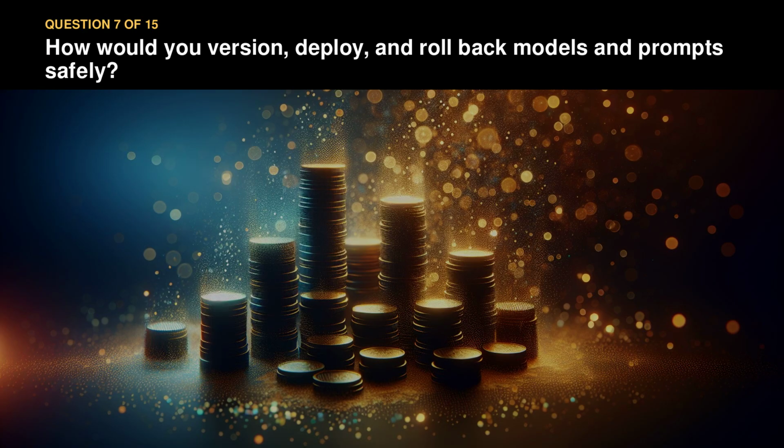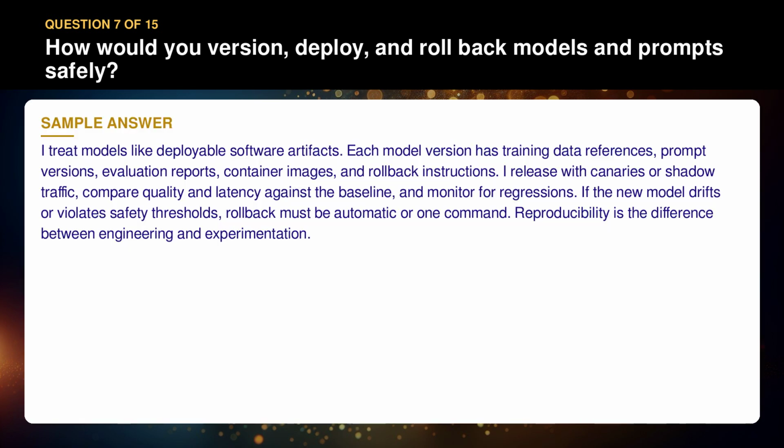Question 7. How would you version, deploy, and roll back models and prompts safely? I treat models like deployable software artifacts. Each model version has training data references, prompt versions, evaluation reports, container images, and rollback instructions. I release with canaries or shadow traffic, compare quality and latency against the baseline, and monitor for regressions. If the new model drifts or violates safety thresholds, rollback must be automatic or one command.